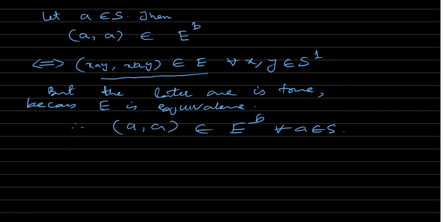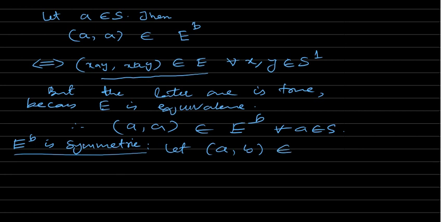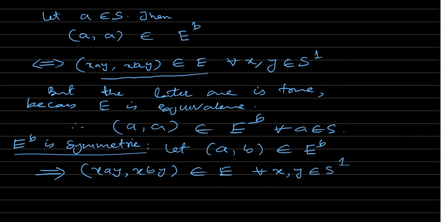Next we prove the symmetric property. E flat is symmetric. So let's take a pair (a, b) belongs to E flat. You have to prove (b, a) should also be in E flat. But this by definition gives (xay, xby) belongs to E for all x, y belongs to S1, by definition of E flat.